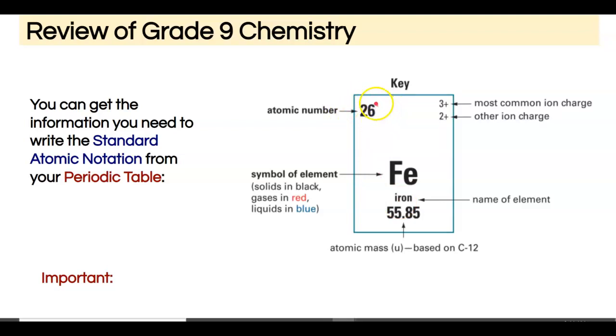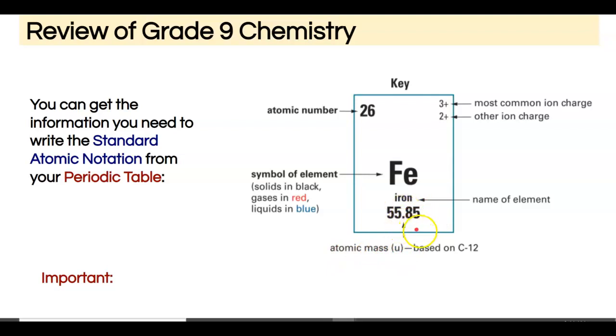So for example, this atomic number right here for iron is 26. That's telling me that it has 26 protons. Okay, remember, so there's my atomic number. Now I also need to have the mass number. Now the periodic table doesn't give me the mass number directly. It gives me this thing called the atomic mass, and it has decimal places.